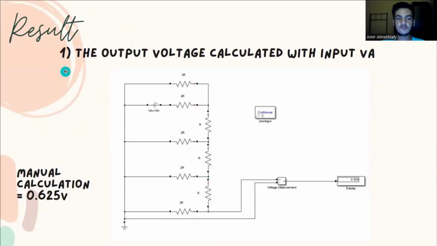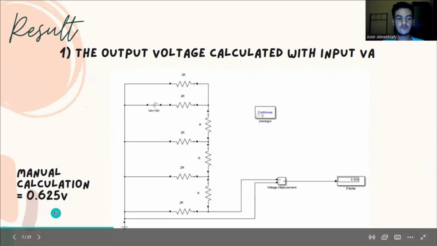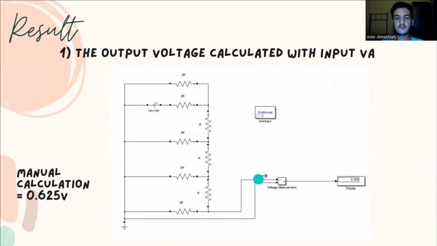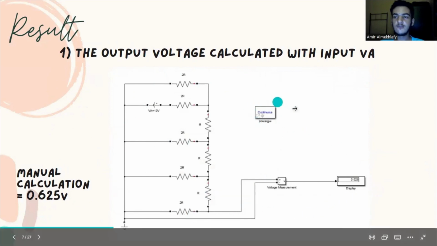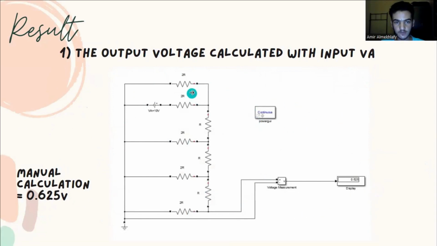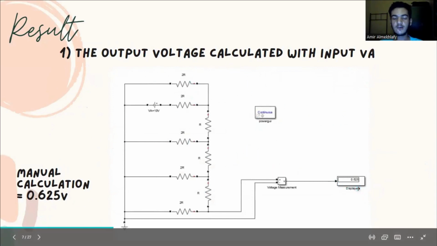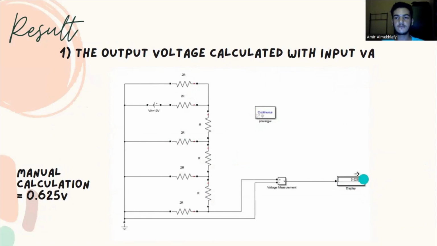For the result of question 1, the output voltage calculated with input VA. We did a manual calculation for this, and the final answer was 0.625 volt, using VA equal to 10 volt. After the manual calculation, we made a simulation in Simulink at MATLAB. You see this circuit, and the final answer is 0.625. So we confirmed the answer. That's all for my part. Thanks for listening.